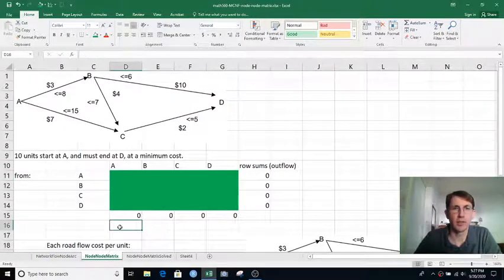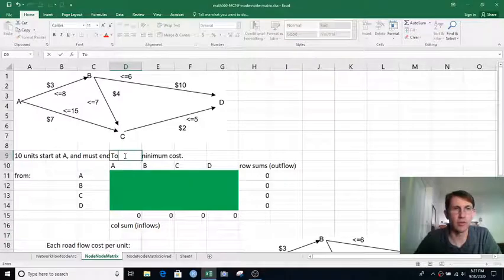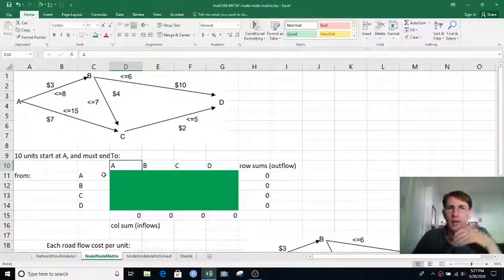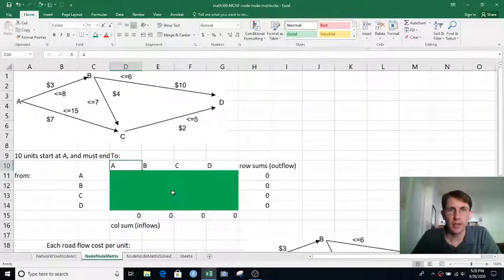And these are column sums, which would logically then be inflows. These are things going to A, right? We can put the word to here. We don't have to do from on the rows and to on the columns. Other people might do it differently, so it's important to check each time you're analyzing a model, which way did the person lay out the model. So then how will we say that the inflow equals the outflow at B and C? And how will we say that the outflow from A is 10 and the inflow to D is 10?